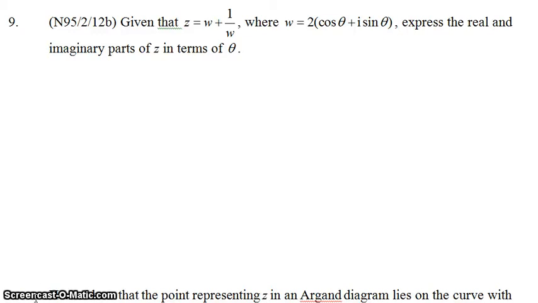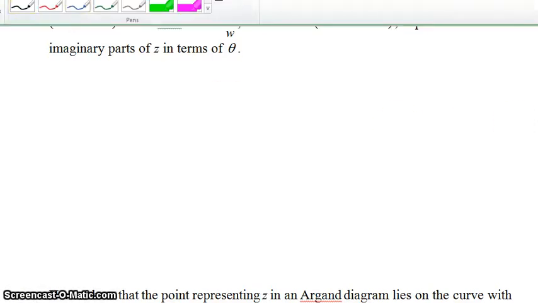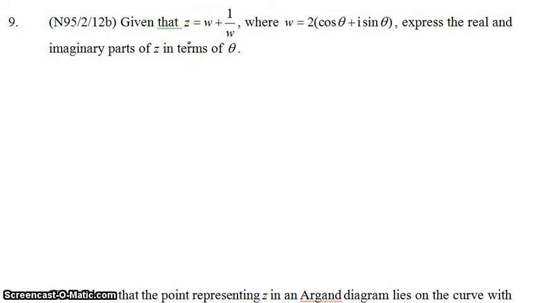So question 9, we're given that z is equal to w plus 1 over w, where w is equal to 2 cosine theta plus i sine theta, and we are asked to express the real and imaginary parts of z in terms of theta. So we do what we would normally do, we just substitute in.